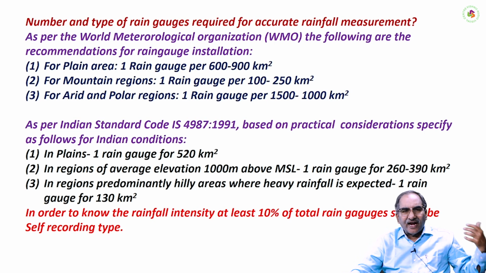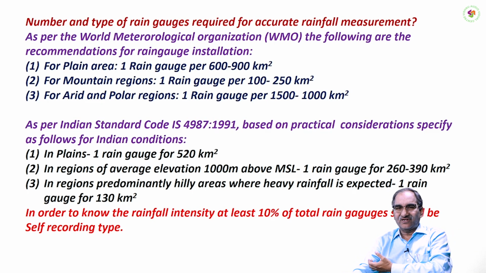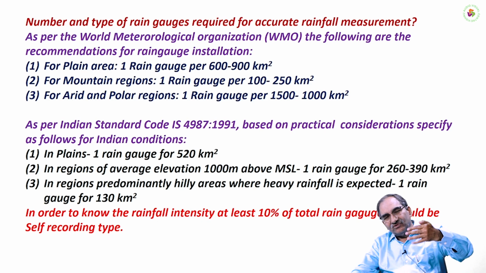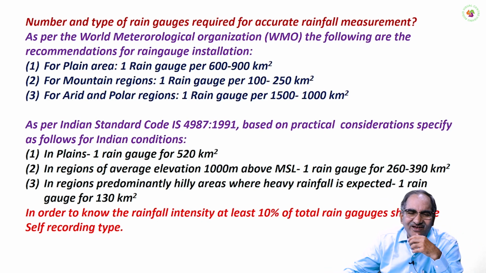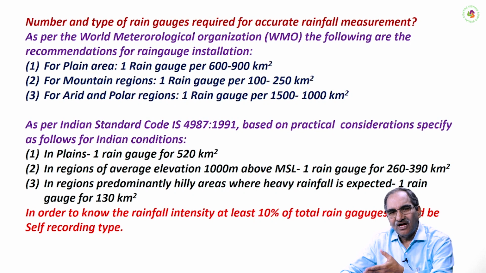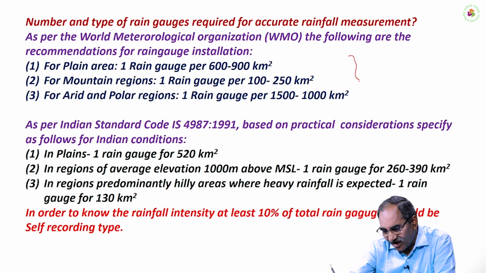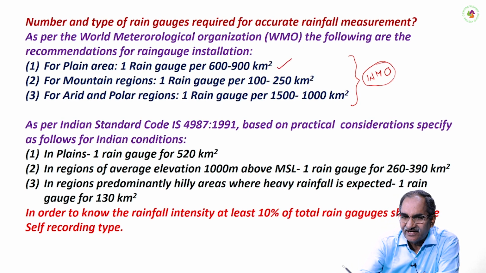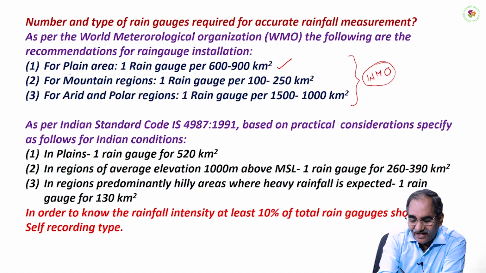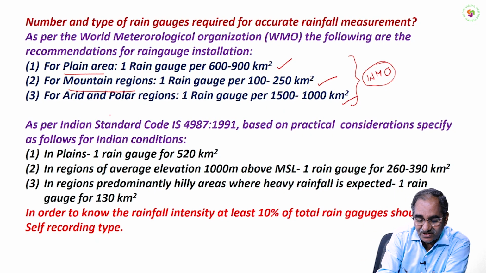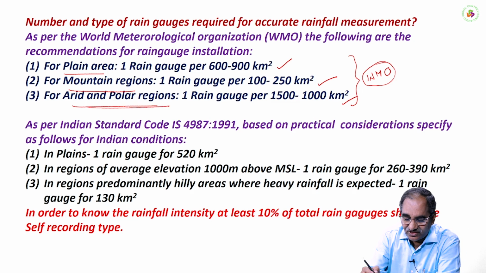Then whereas the arid and polar regions, where the rainfall is going to be very, very less, there 1000 to 1500 square kilometers, one rain gauge. So all these three things are given by the World Meteorological Organization. One is 600 to 900 square kilometers for the plain area, 100 to 250 square kilometers for the mountain regions, 1000 to 1500 for arid and polar regions. So this is the first.